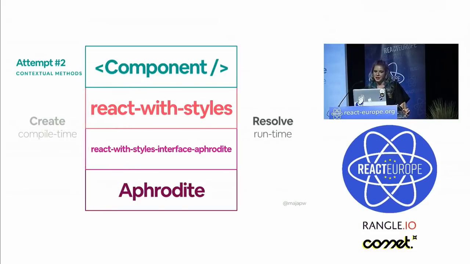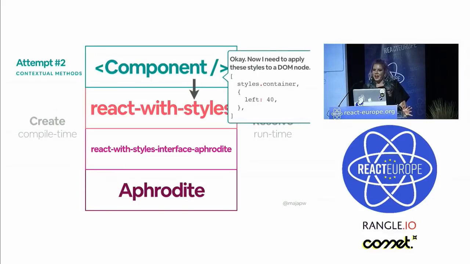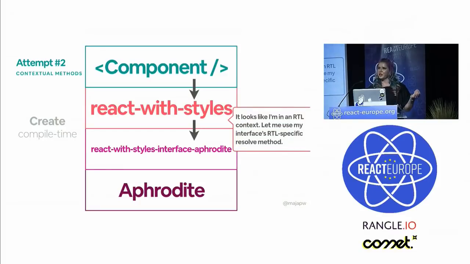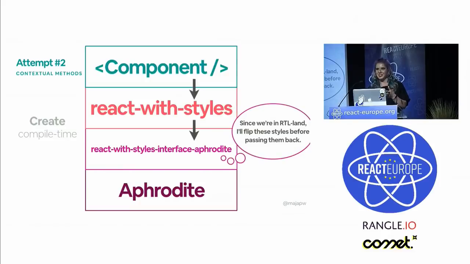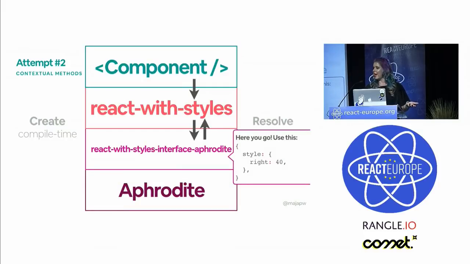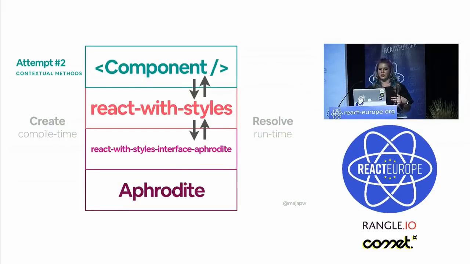On the resolve side, we would have, again, that same call, static styles and inline styles. Static styles have already been dealt with at create time, so we just have to deal with those objects. React with styles would call the RTL specific resolve method. The interface, again, knows that Aphrodite primarily deals with class names, so we don't have to do any conversion anymore because we know we're in a right to left context. So it flips them in place and passes that back as an inline style, which we can then spread onto our DOM node.